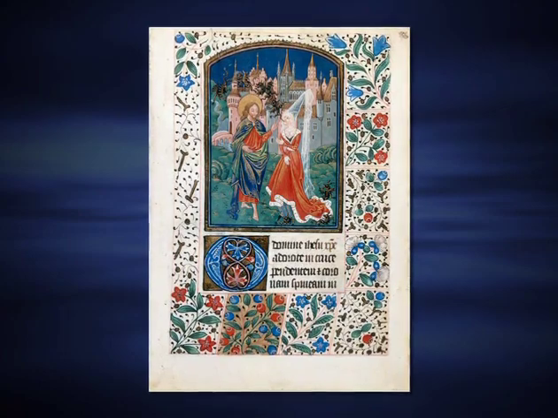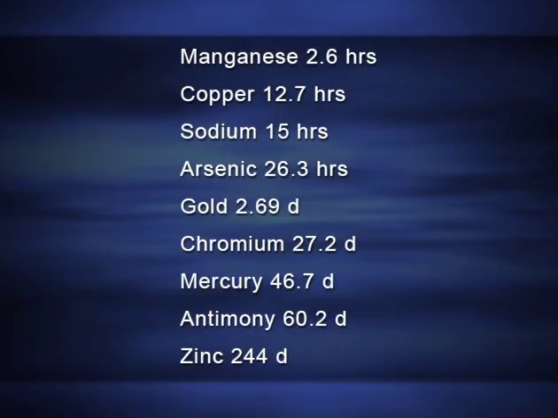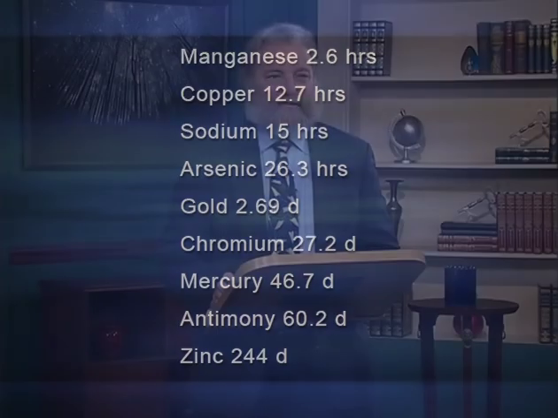When this page was irradiated with neutrons, gamma rays from 9 different radioactive species appeared. The isotope half-lives had a very broad range. There was manganese at 2.6 hours, copper with a half-life of 12.7 hours, sodium at 15 hours, arsenic at 26 hours, gold at 2.69 days, chromium at 27 days, mercury at 47 days, antimony at 60 days, and zinc at 244 days. These different half-lives are critical for determining where in the painting different pigments were used.